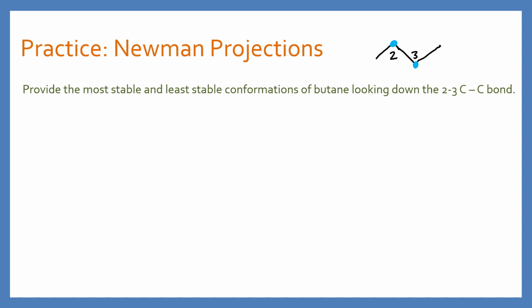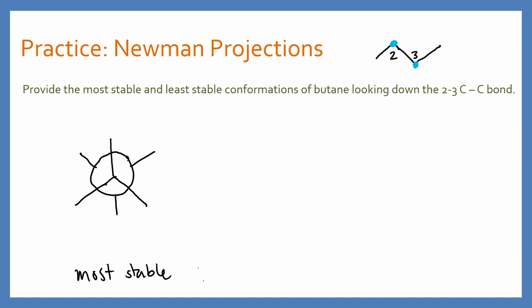And we're going to draw the most stable and the least stable conformations. So let's go ahead and draw our templates. I need a circle, I need a front carbon, and I need a back carbon. This will be my most stable conformation because it's staggered.